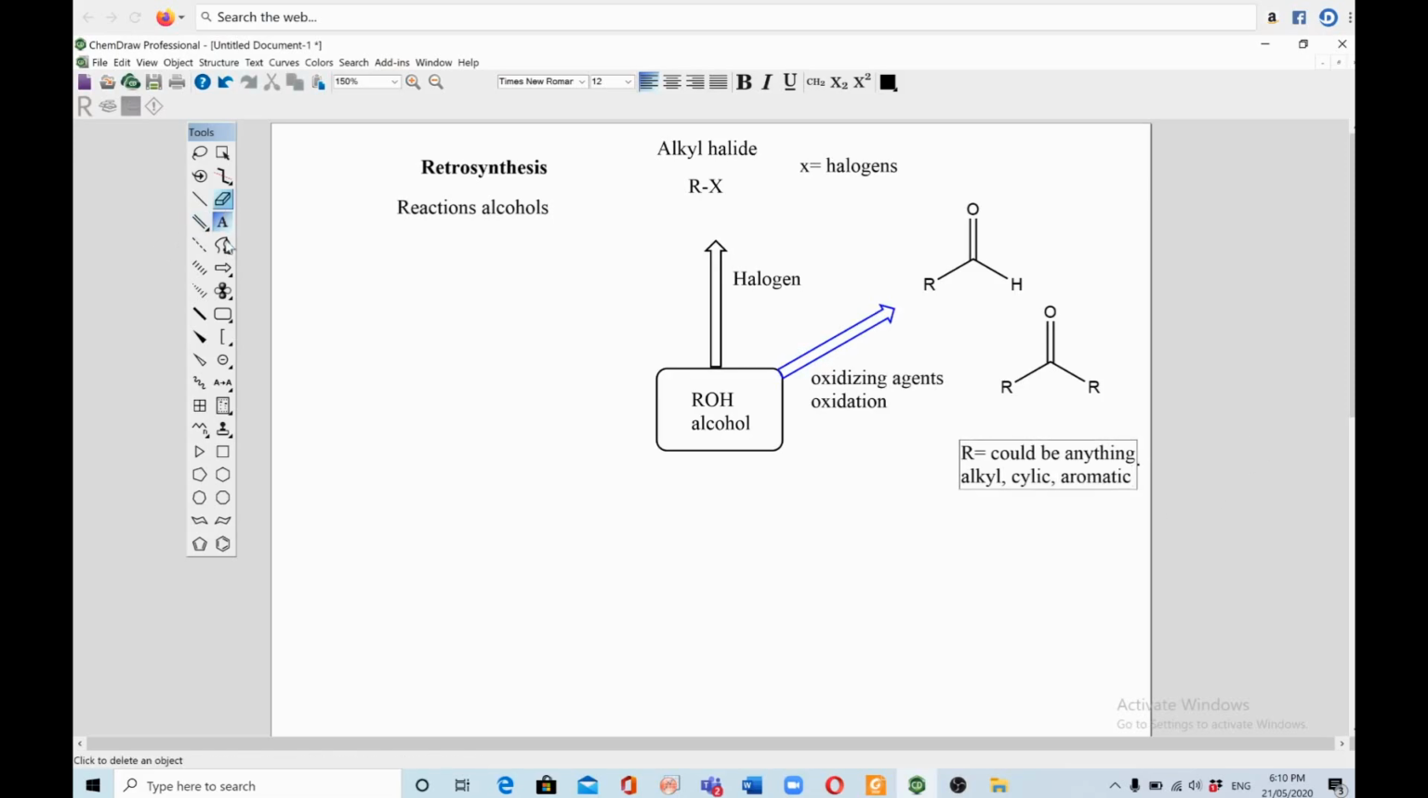Alright, and then if you use a strong oxidizing agent, you could end up making carboxylic acids. You need to be careful here, right? If we are using a strong oxidizing agent and a primary alcohol, in that case only can you oxidize the alcohol to its deepest level, that is carboxylic acid.